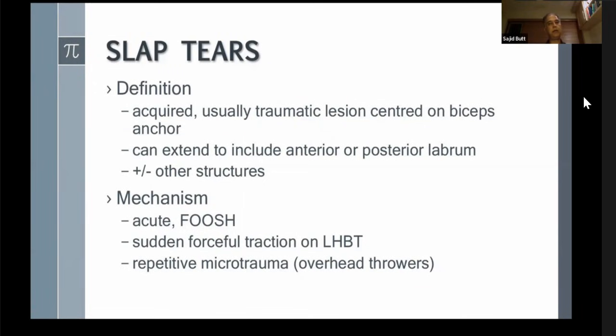But in patients who have got a history of acute trauma, fall on the outstretched hand, sudden forceful traction on the long head of biceps, or in patients with repetitive microtrauma, throwers, cricket players, baseball players, they can get injuries of the attachment of the biceps.